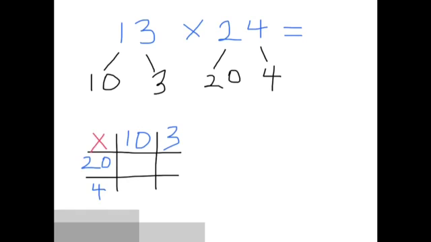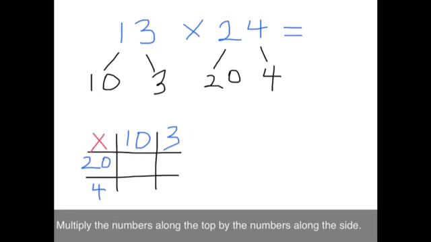Just like before, multiply the numbers along the top by the numbers along the side. So, 20 multiplied by 10 gives you 200. And 20 multiplied by 3 gives you 60. Now we multiply 10 and 4 to give us 40. And we multiply 3 and 4 to get 12.